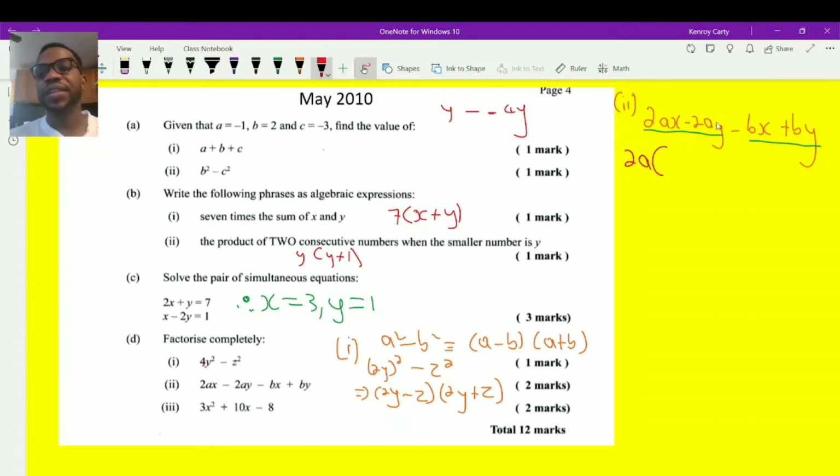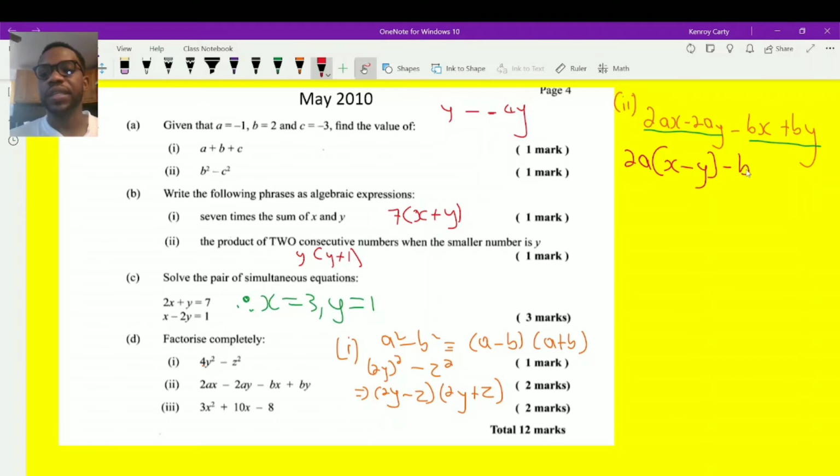Alright, so if I take out 2a from the first term, I'm going to be left with x. 2a from the second term, I'm going to be left with a minus sign, and I'm going to be left with a y. I didn't touch that. Now, of course, what's in the first bracket should also be the same thing in the second bracket. So I need to have the minus sign right here, which means in order for me to have the minus sign here, I realize that b is common. I'm going to have to factor out a minus b.